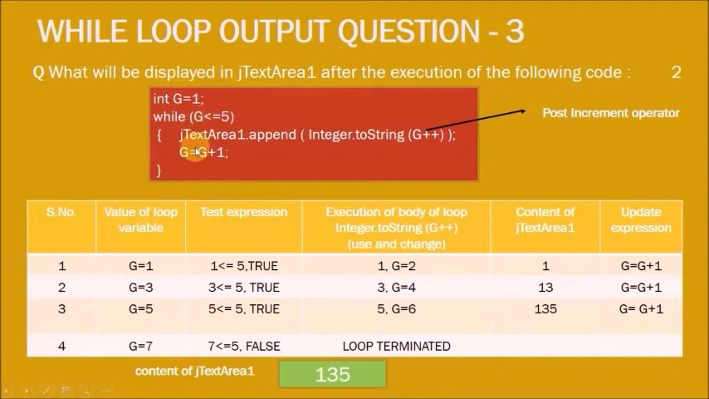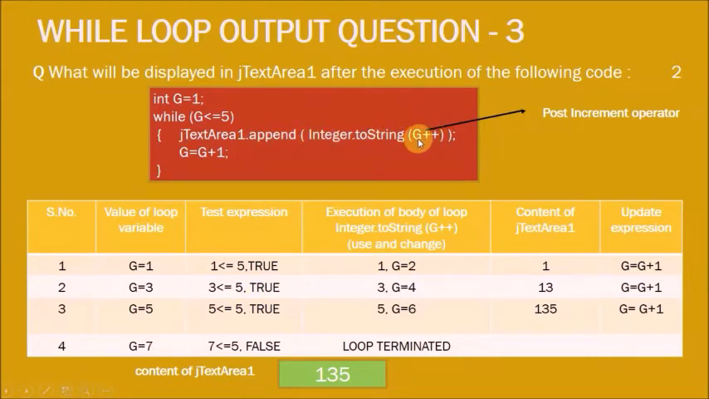Now after that, from this expression we will again go to the test expression. So again we will check whether g is less than equal to 5 or not. Now the value of g is 3. Now 3 is less than equal to 5. This is true. So again the body of the loop will be executed.